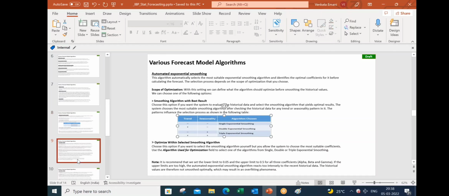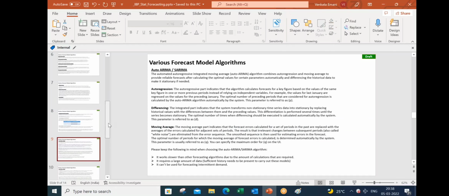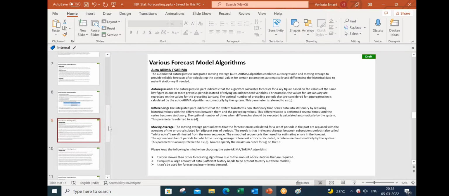Similarly, we have the ARIMA model. In the ARIMA model, a lot of regression happens here, and you have to be very careful not to use this algorithm for a larger set of data. It runs for longer run times, because a lot of regression happens.